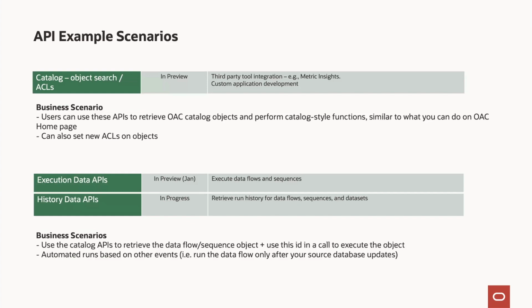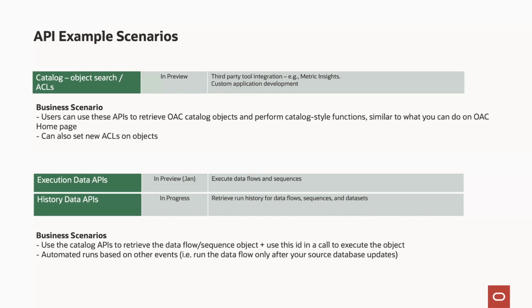Lastly, I wanted to run through just a few scenarios in which these APIs might be useful. The catalog APIs essentially provide functionality similar to what you can currently do through the search function on the Oracle Analytics homepage. You can use the APIs to retrieve certain objects. As I mentioned, you can modify access control lists. Examples of these artifacts or objects are data sets, data flows, workbooks, and there is a more extensive list of artifacts that will be documented that you could use with the catalog APIs.